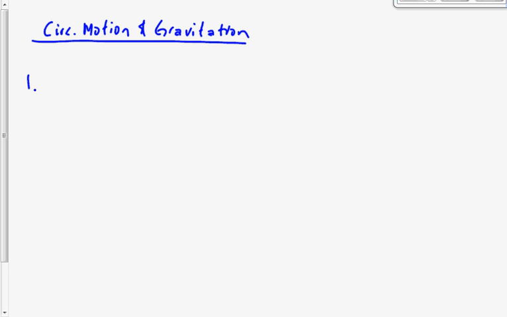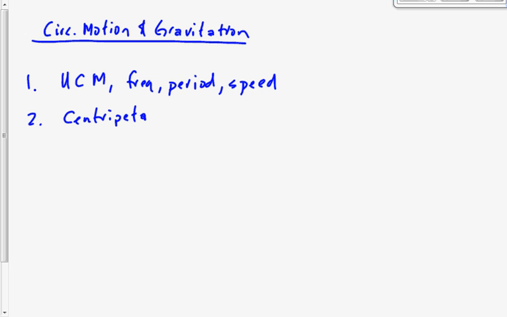Well, we defined uniform circular motion. We defined frequency. We defined period. And then, of course, the speed was 2 pi r over T. We just referenced that a second ago, right? V is equal to 2 pi r over T. We talked about centripetal, meaning center seeking: centripetal acceleration, centripetal force. We need to know what those are.